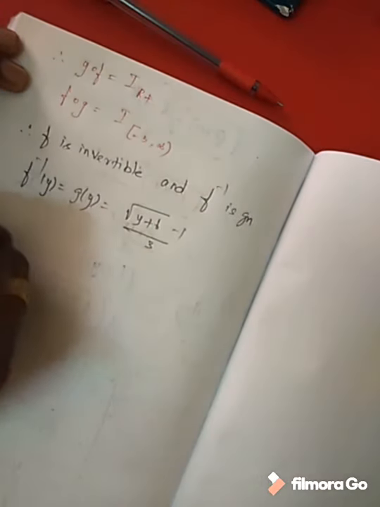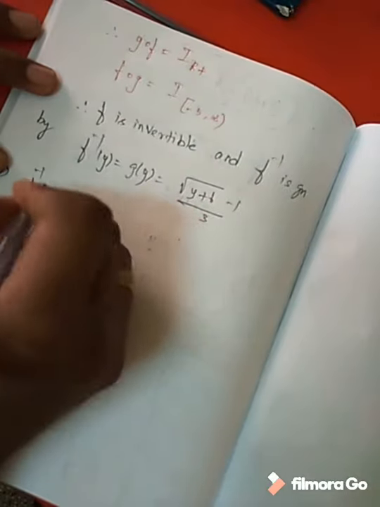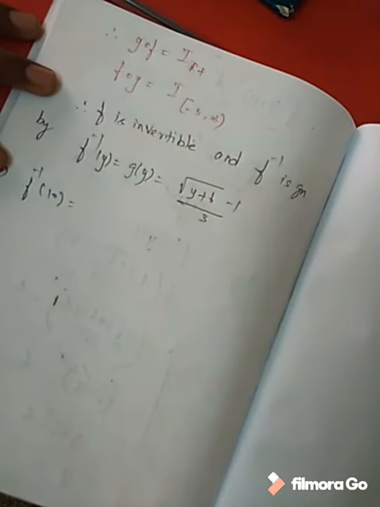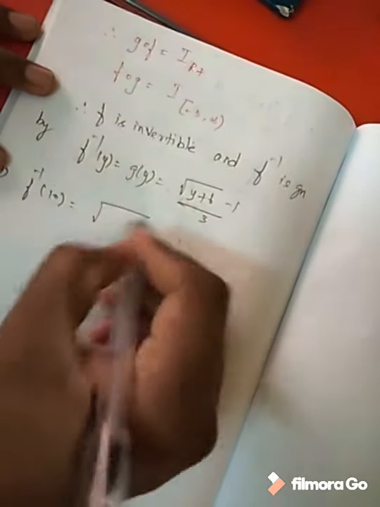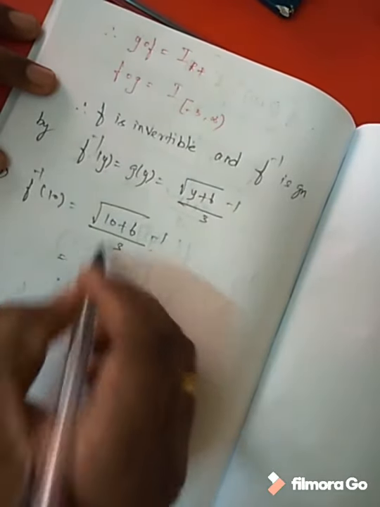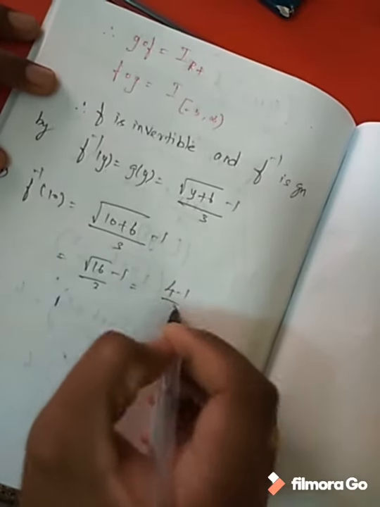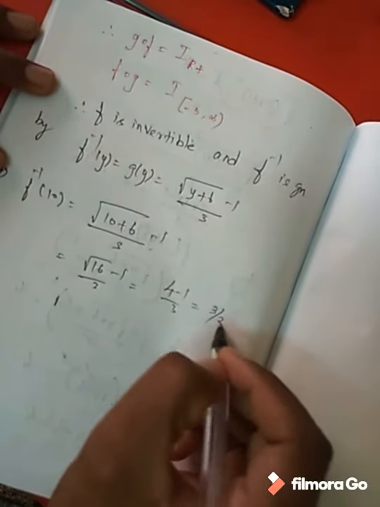So they are asking us to find two more things. f inverse of 10: in the place of y I should substitute 10. So root of 10 plus 6 minus 1 by 3, root 16 minus 1 by 3, 4 minus 1 by 3, answer 3 by 3, which is equal to 1.